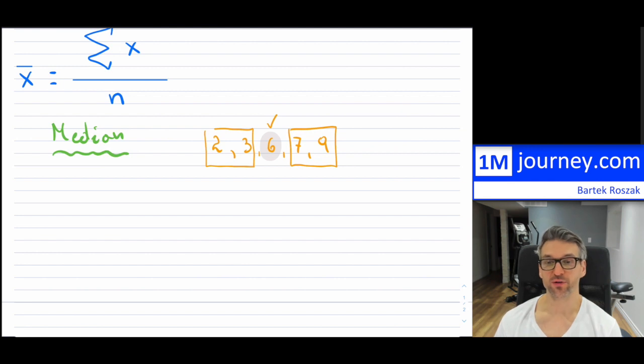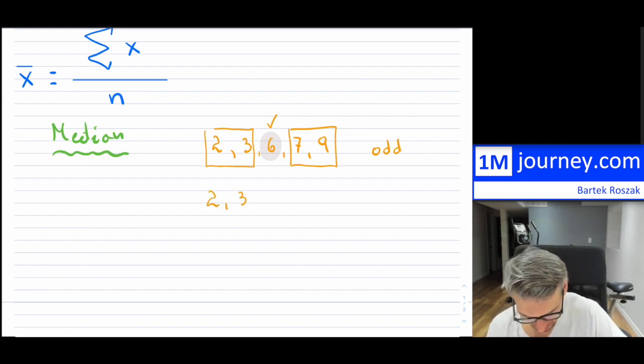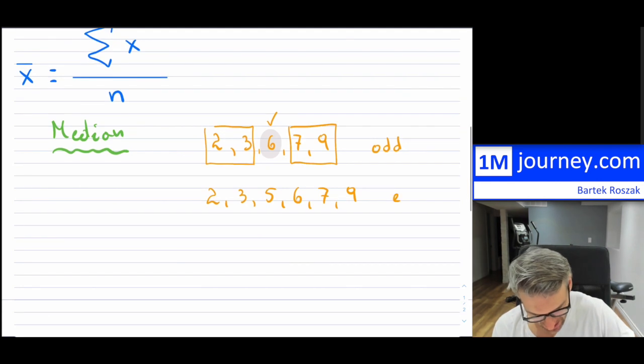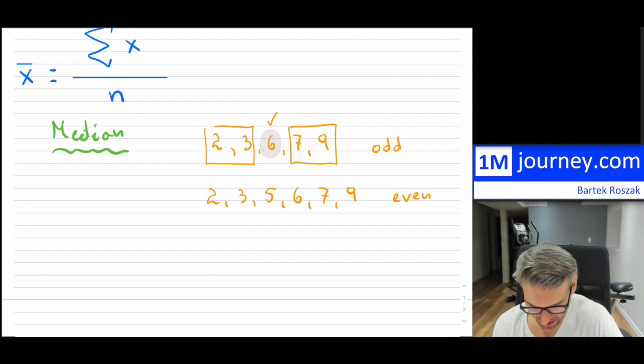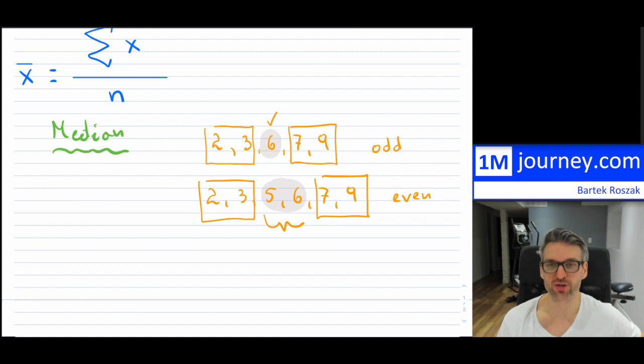Now, in this case, this was an odd number of data points. Instead, if I had 2, let's say 3, let's put a 5 in there, 6, 7, and 9. So in this case, I have 6 data points, and that is an even number. When you have an even number, what you do is you take your 2 central ones, because you can't take a single one. Again, it will split the data to the left and to the right equally, and you will take the average of these 2.